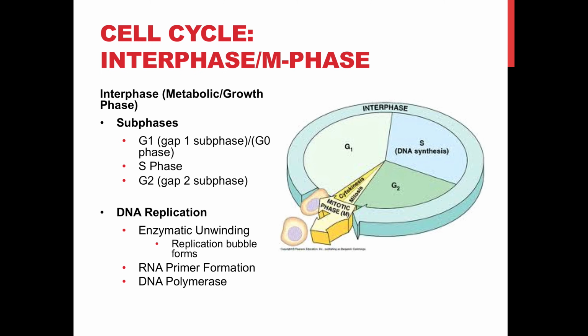All right, the cell cycle. So this is basically the life cycle of the cell, and this cycle occurs over and over, and one cycle is a generation. So we'll talk about that, what that means in a second. But basically, when we look at the cell cycle, there's really two basic phases, interphase and mitotic phase.